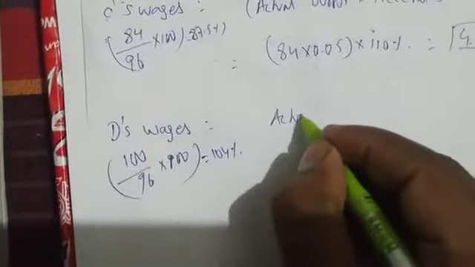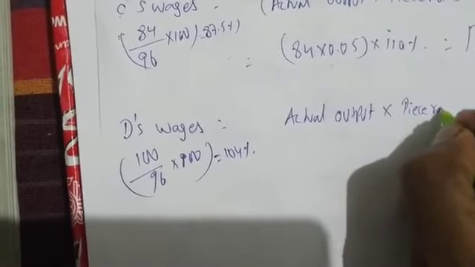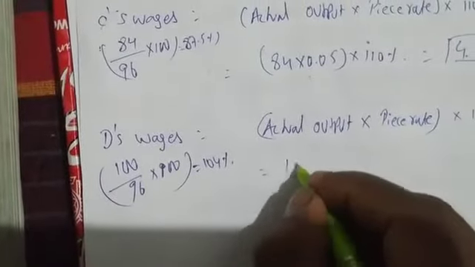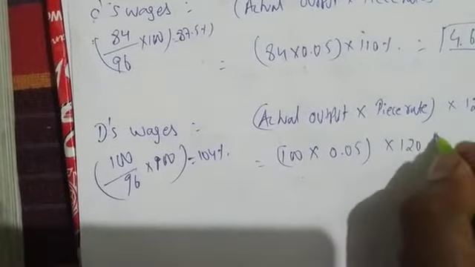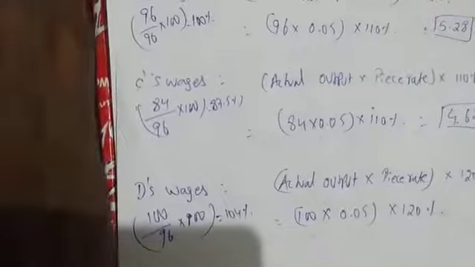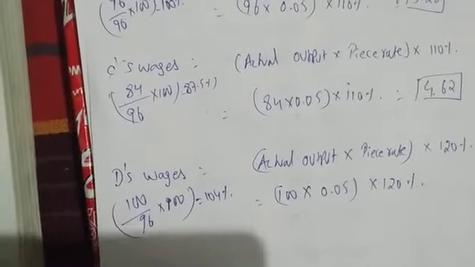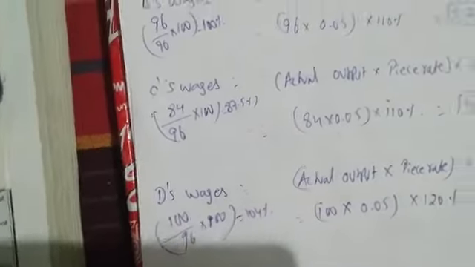104% means it is above 100%. Means actual output into piece rate into 120%. Got it? Actual output into piece rate into 120%. 100 output into 0.05 into 120% is 6. Got it? Easy? Very easy.